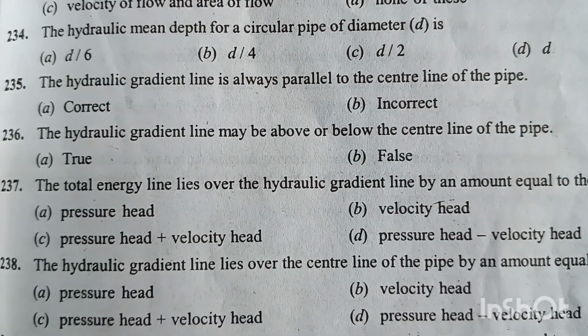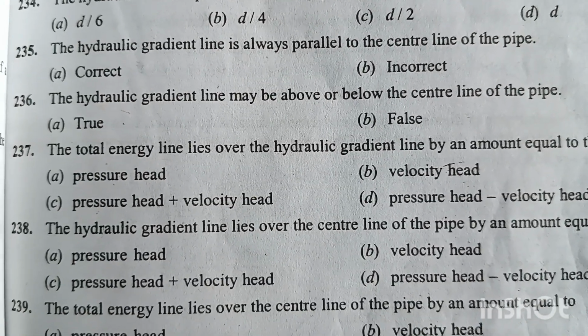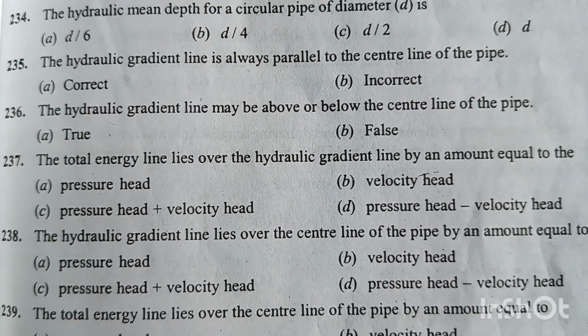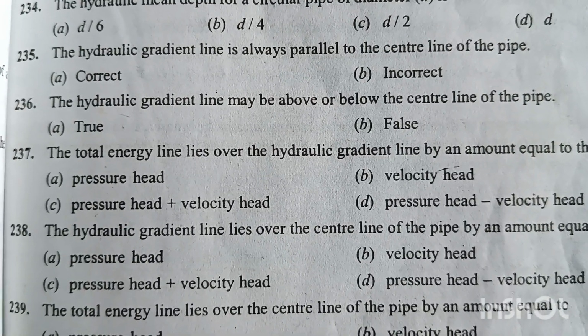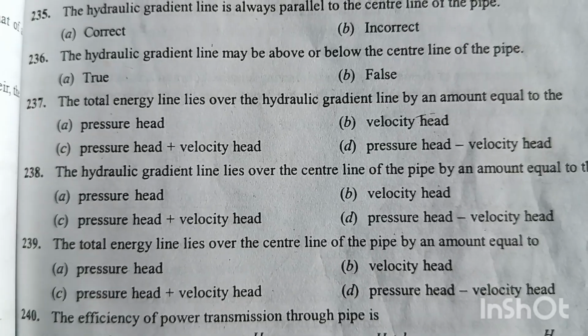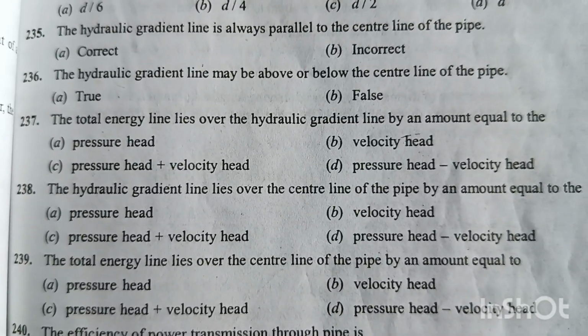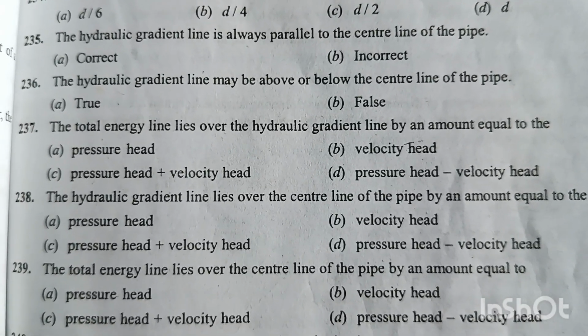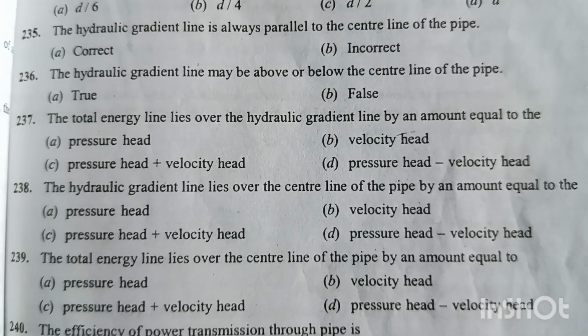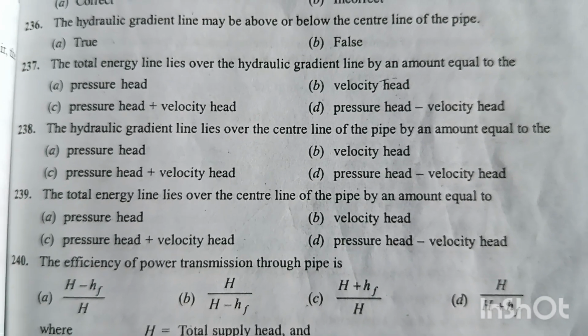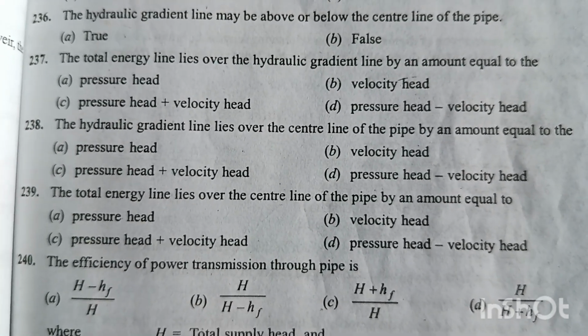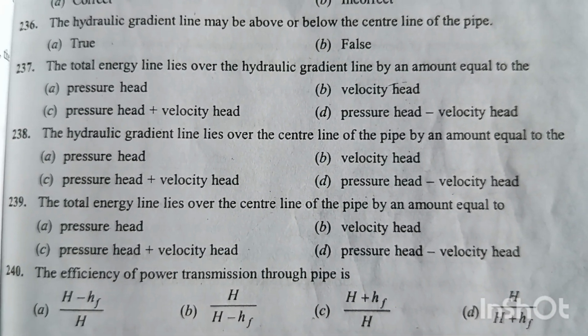True. Question number 237. The total energy line lies over the hydraulic gradient line by an amount equal to the velocity head. Option B is right answer. Question number 238. The hydraulic gradient line lies over the center line of the pipe by an amount equal to the pressure head. Option A is right answer. Question number 239. The total energy line lies over the center line of the pipe by an amount equal to the pressure head plus velocity head. Option C is right answer.